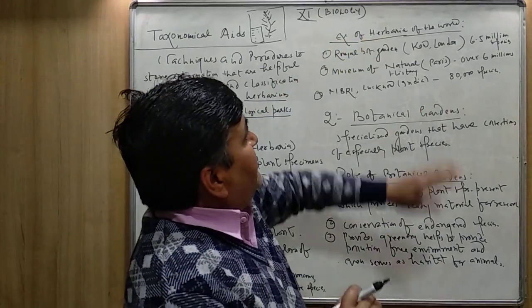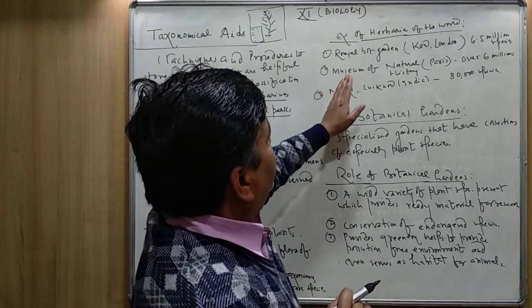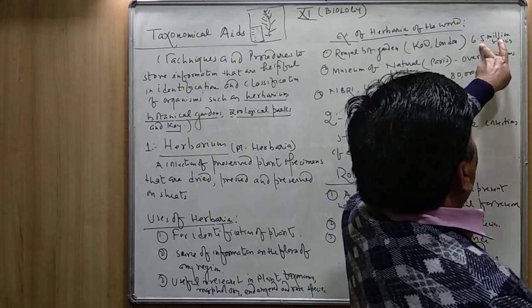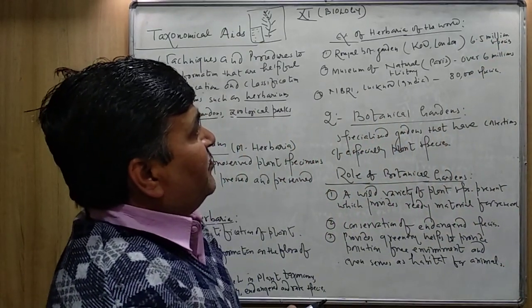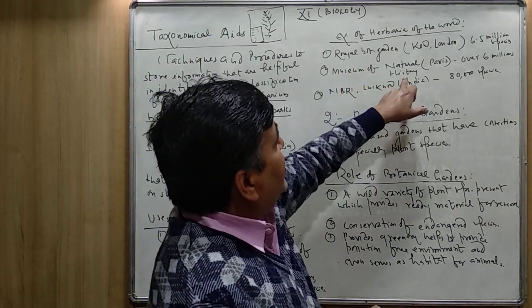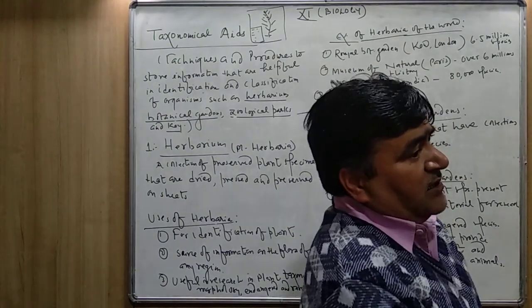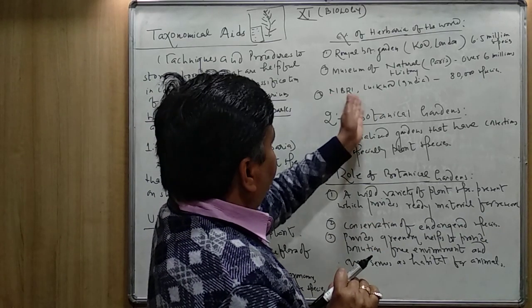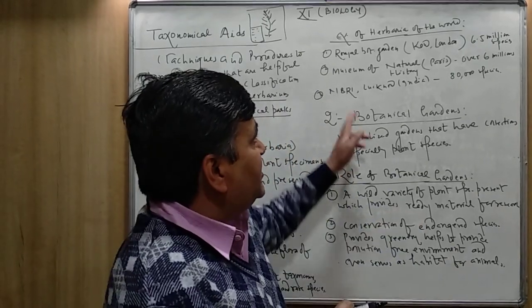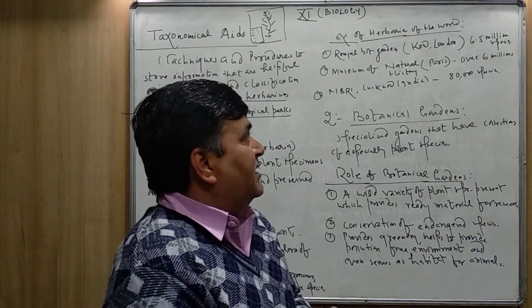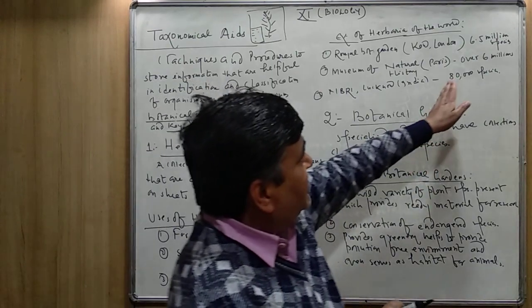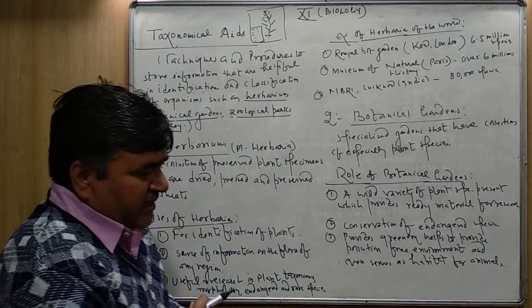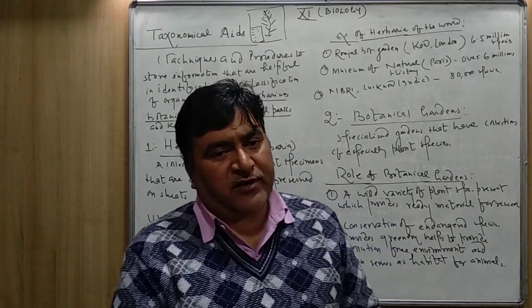Some examples of the herbaria of the world I have written here, two to three. Royal Botanic Gardens, Kew, London has a herbarium containing information on nearly 6.5 million specimens. The Museum of Natural History in Paris has a herbarium consisting of over 6 million plant specimens. In India, NBRI, the National Botanical Research Institute located in Lucknow, has a herbarium containing information on nearly 80,000 species. So that's all for the herbarium, and especially the herbarium collects information about plants, not animals.